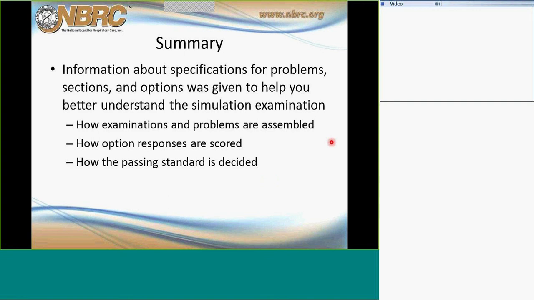So a summary of what we've covered so far is here. The intent here is to give you an idea about the skeleton behind the simulation examination, the specifications for the way problems are put together, the way that points are created, the way cut scores are determined, and so forth. I'm going to move forward to some guidance about problem development.